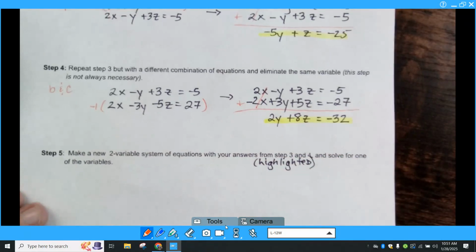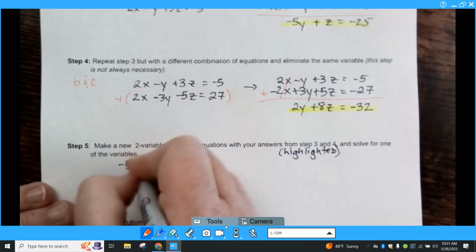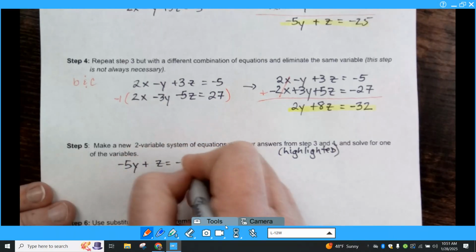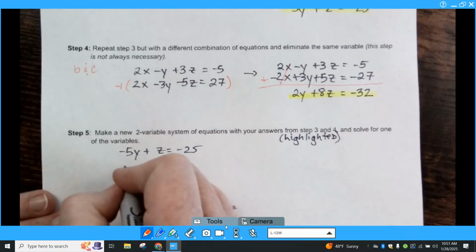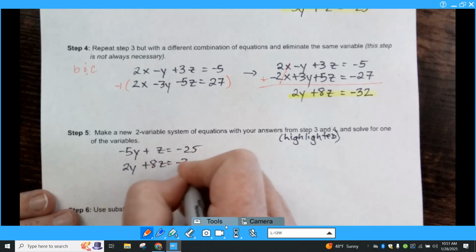And solve for one of the variables. So I'm going to write both of those down. I've got negative 5y plus z equals negative 25. And I've got 2y plus 8z equals negative 32.